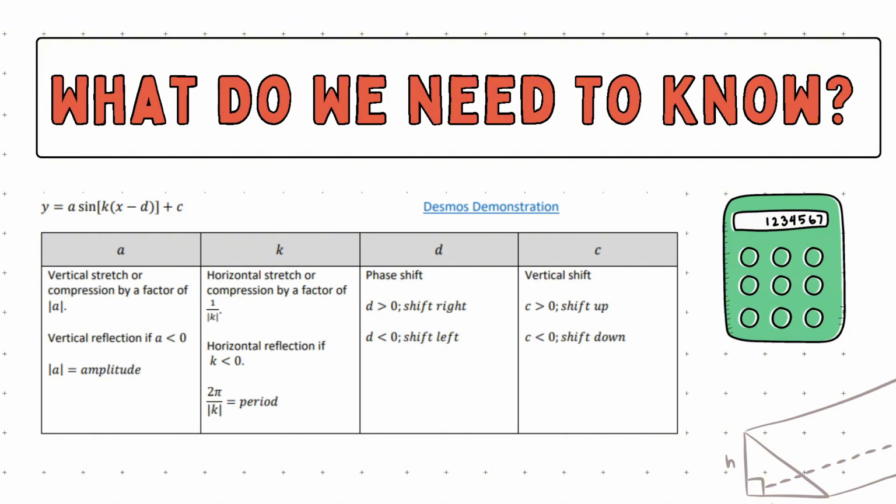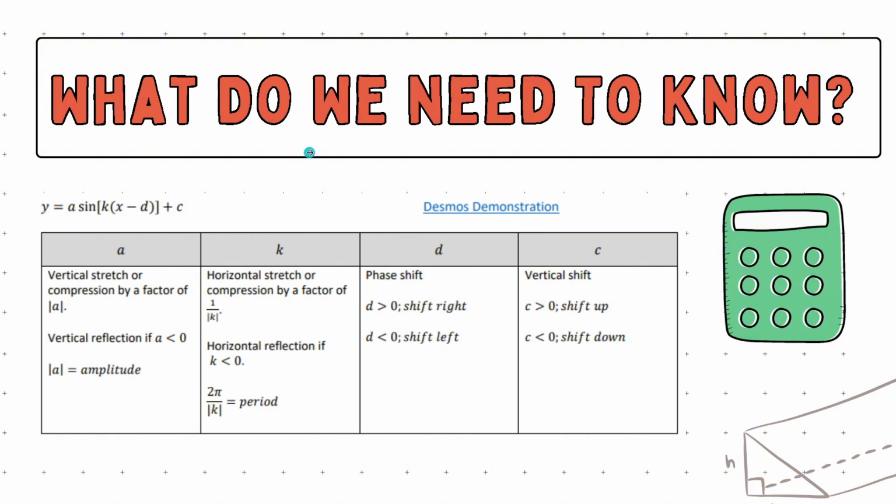So first, it's important to understand what each variable in our equation does. Starting off with A, which stands for amplitude, it is in charge of the vertical stretch or compression by a factor of A. And it is also in charge of whether there's a vertical reflection or not, depending on whether A is negative or positive.